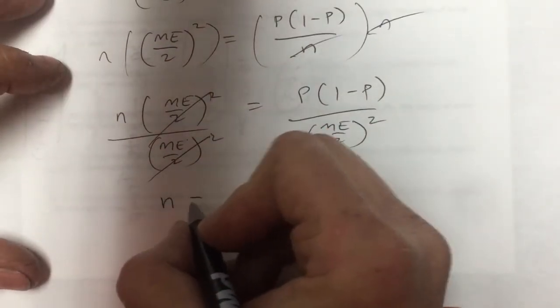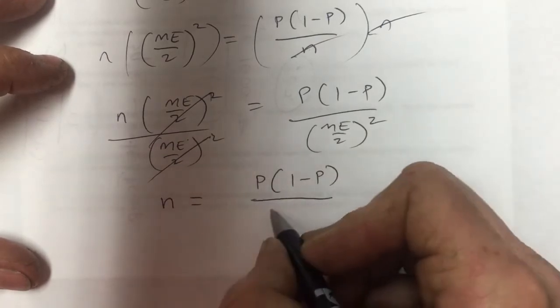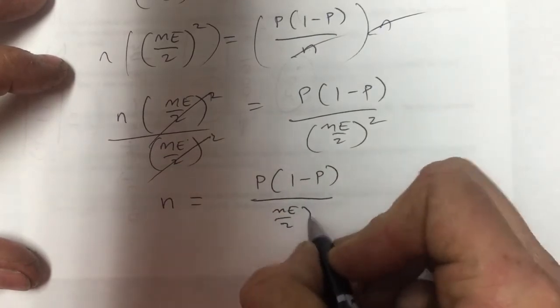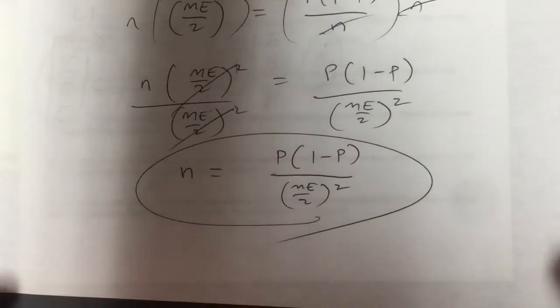And there you go. My number of people is going to be the percent times 1 minus the percent, divided by the margin of error divided by 2 squared. And that's how you can find out how many people you had.